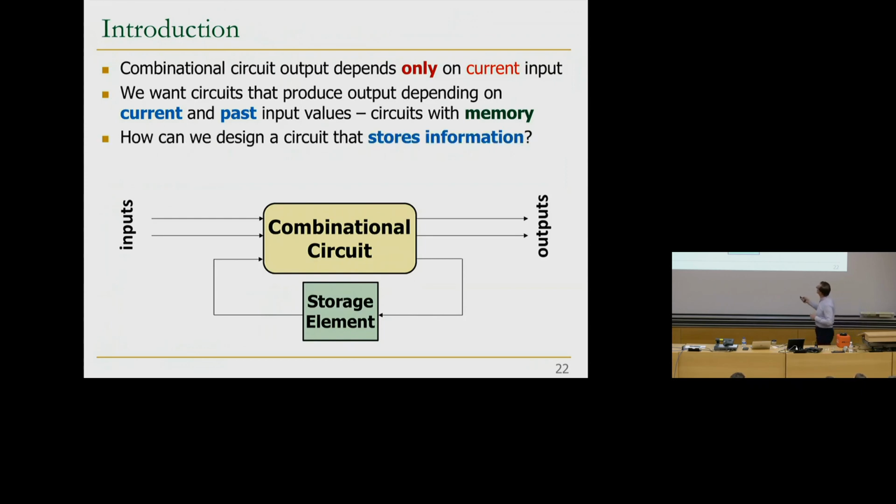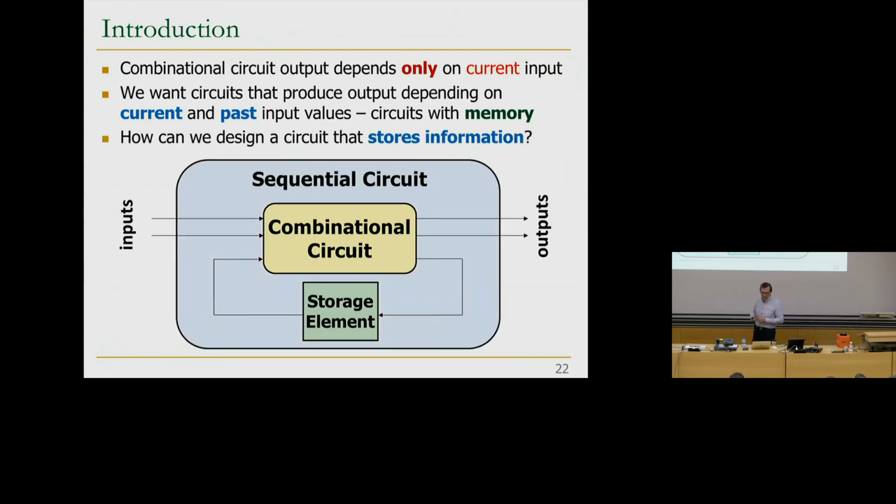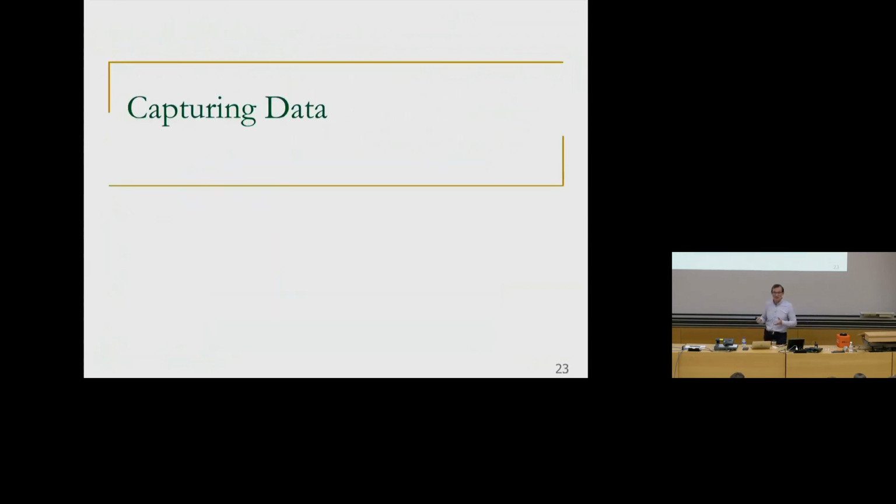So the key question is, how can we design a circuit that stores information? This is called a sequential circuit. A sequential circuit is actually a superset of a combinational circuit, because it has to have combinational elements, and it has to have memory. So basically we want to capture data somehow.